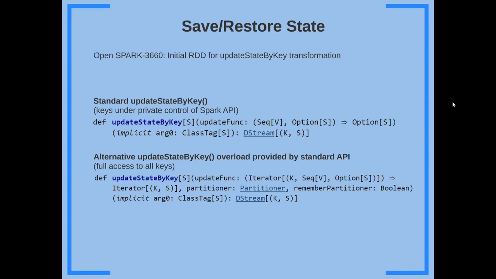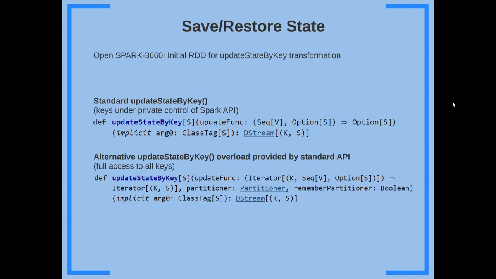So the alternative: there's going to be a first-class way to do this in the future. I don't think it's targeted for 1.2, but there's the Jira ticket, Spark 3660, where you can set your initial states. But you can actually do this anyway, even without Spark 3660 being done.